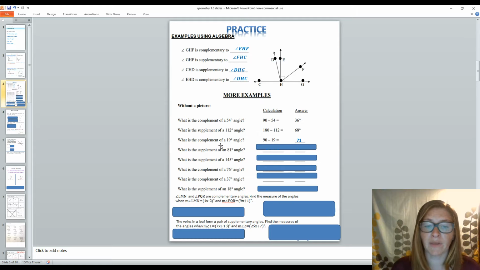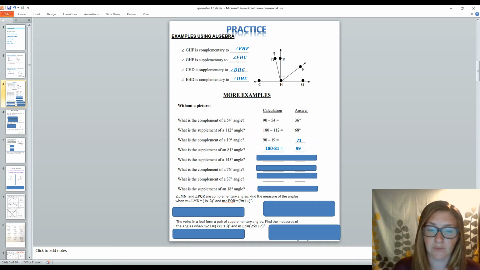What is the complement of a 19-degree angle? So 90 minus 19 equals that 71-degree angle pair. All right, I'd like you to pause your screen and try the next few on your own. Pay attention to whether they're asking for the supplement, which is supplementary, which is 180, or the complement, complementary, which is 90.